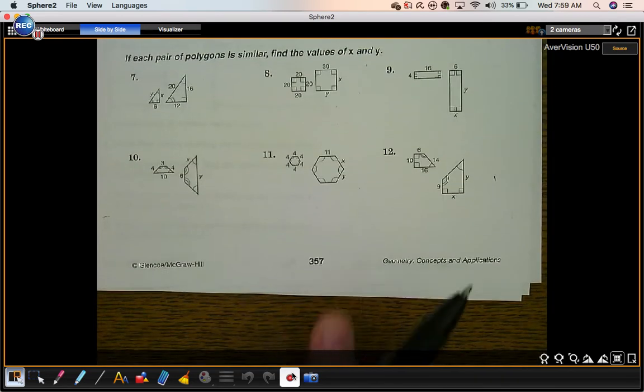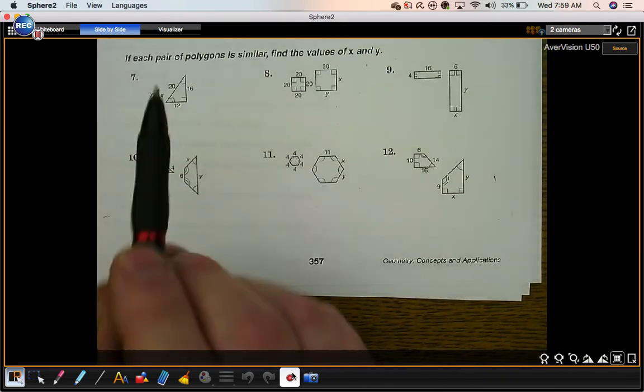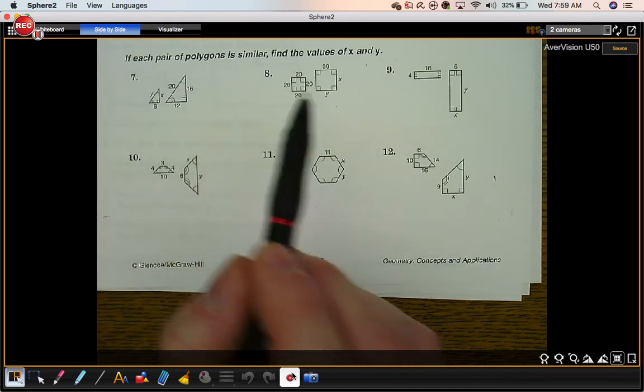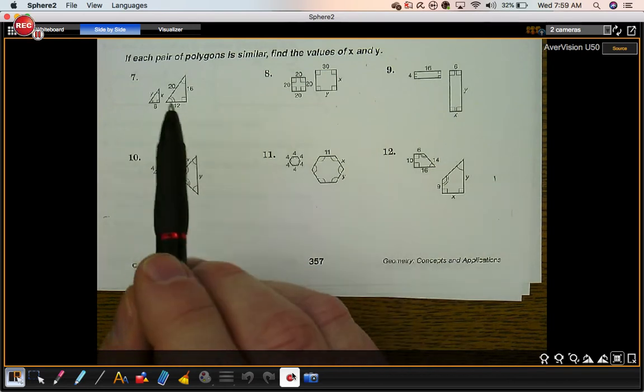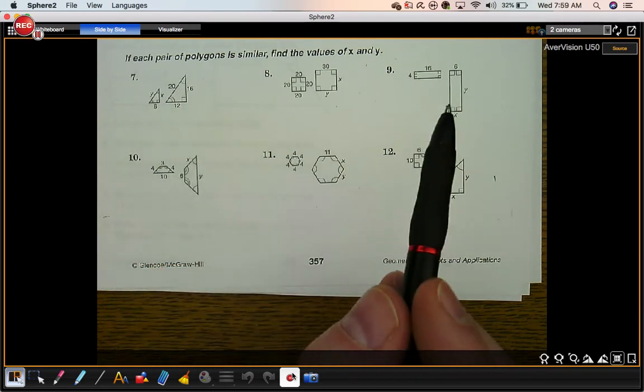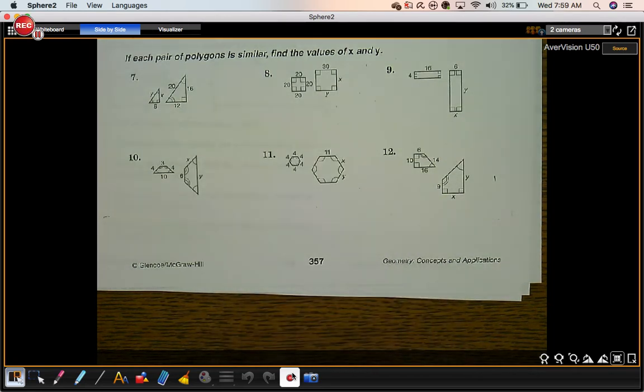Most of the math from this page comes from this section. They're telling you if they're similar. So you're assuming that these are similar figures. So then over here you know 6 things. Here you know 8 things. Here you know 8 things. Find the values of the variables.